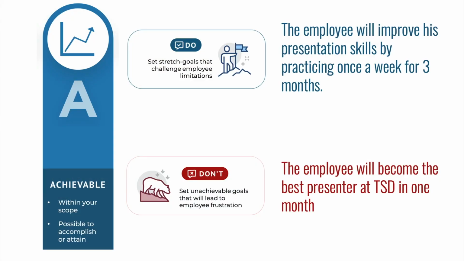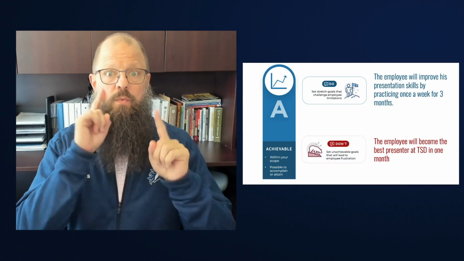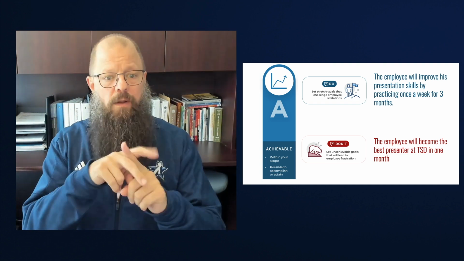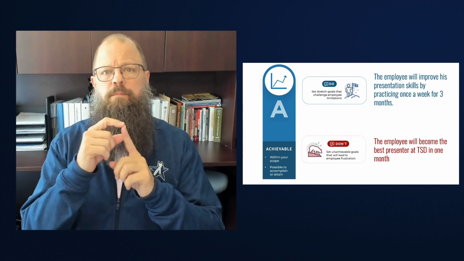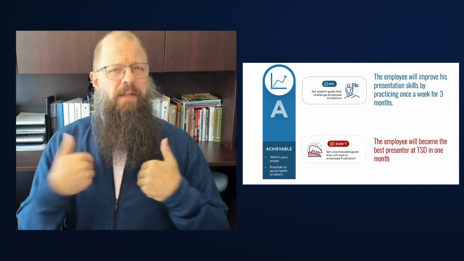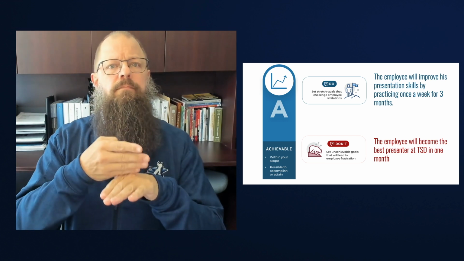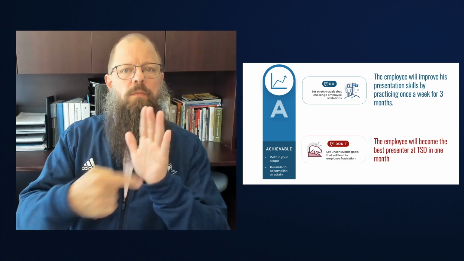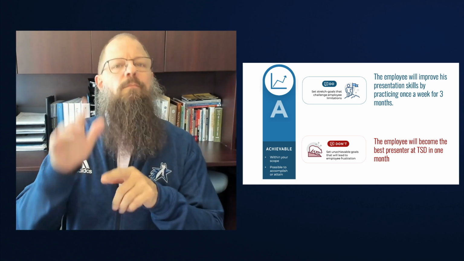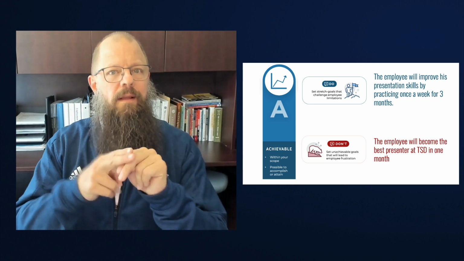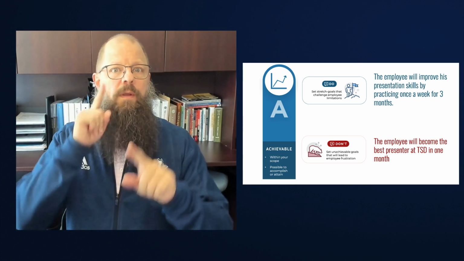A. Achievable. Meaning, can the employee accomplish this goal? We don't want it to be a skill set where it's easy for the employee to attain and get it over with. We want this to be a stretch goal, meaning it's challenging. The employee does have some skills, but they may need some more practice to grow in this area. For example, the employee will improve his presentation skills by practicing once a week for 3 months. So they will make some gains. There may be some struggles slightly, but they'll see incremental improvement through feedback and therefore achieve it.